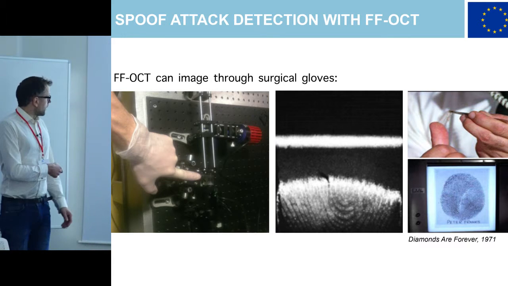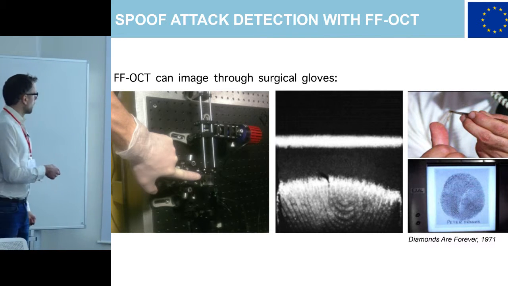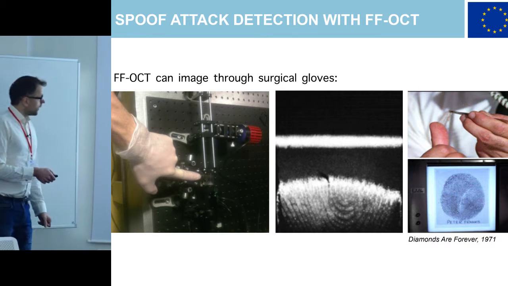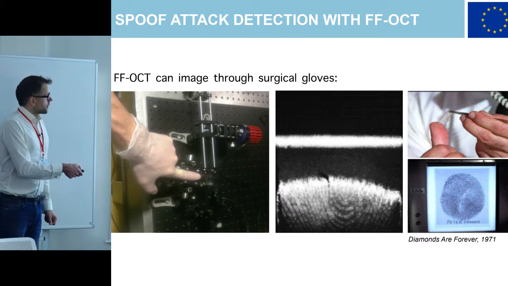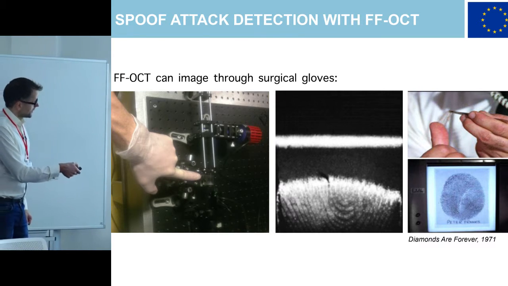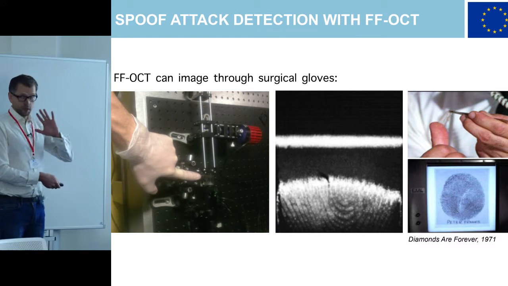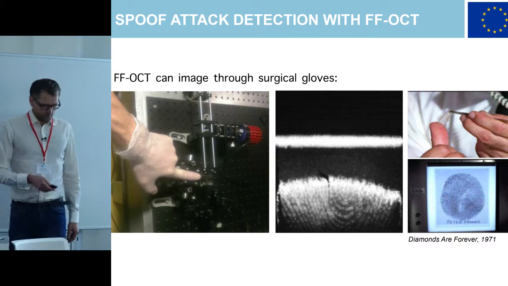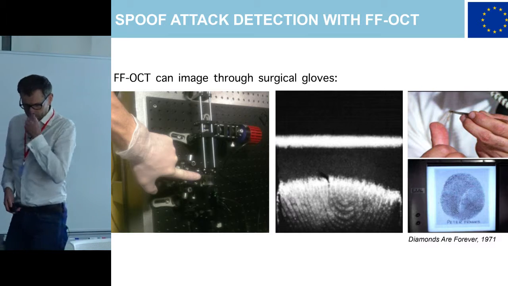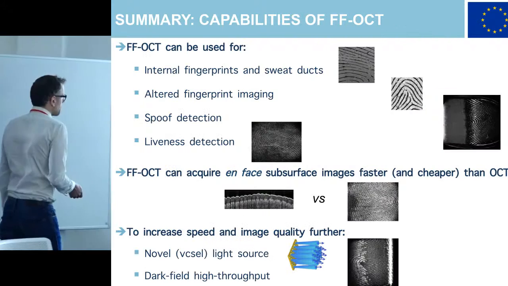Another thing, I can image through surgical gloves here. So you see internal fingerprint, sweat ducts, and this is glove information, actually also coming at an angle. And this could be used as spoof detection, for example.